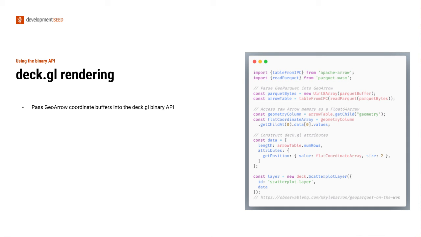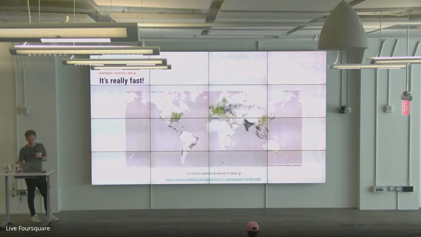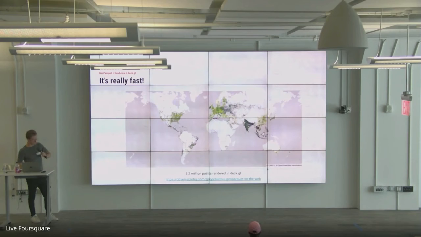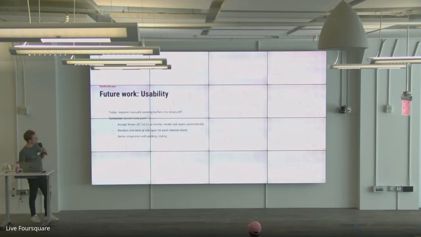So on this side, you can see that we can access the raw Arrow memory as a float64 array, pass that data into the scatter plot layer as an array directly via the get position attribute, and pass that into the scatter plot layer. And it's really fast. Here, this is 3.2 million points rendered in deck.gl. This is one of my Observable notebooks that I'll show a link to at the end. And if we have time, get into those a little bit. But there you can see an example of loading Geoparquet and getting this in the browser.